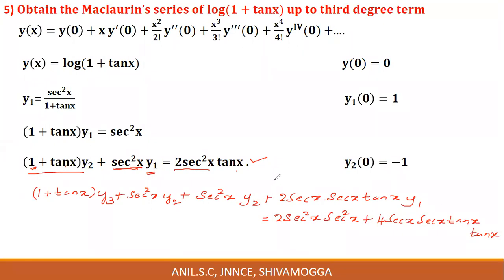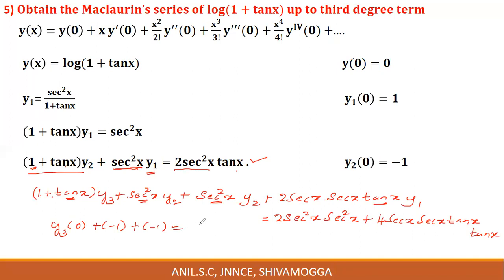Now to find y3, put x is equal to 0. When x is equal to 0, tan 0 will be 0, 0 plus 1 is 1, 1 into y3 is y3. y3 means y3 of 0, plus secant 0 is 1, 1 square is 1 into y2. y2 is minus 1, 1 into minus 1 is minus 1, plus. Again, secant 0 is 1, 1 square is 1 into y2 is minus 1. And here, this will be tan 0. Tan 0 is 0, 0 into anything is 0.